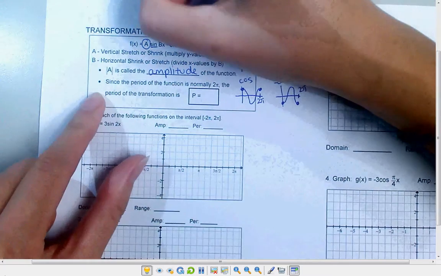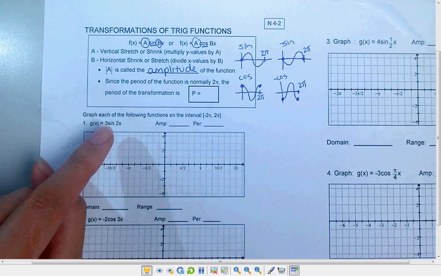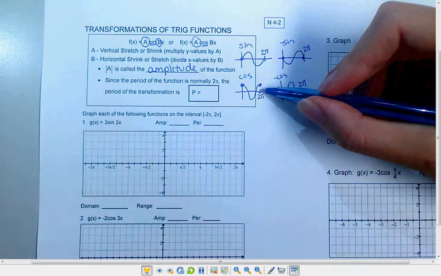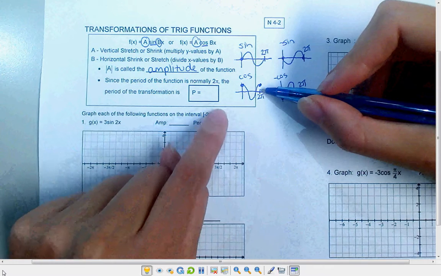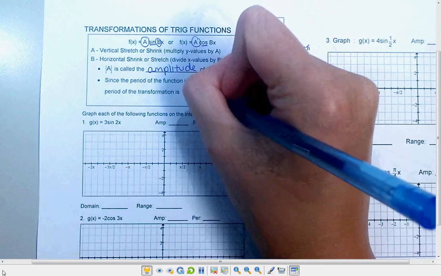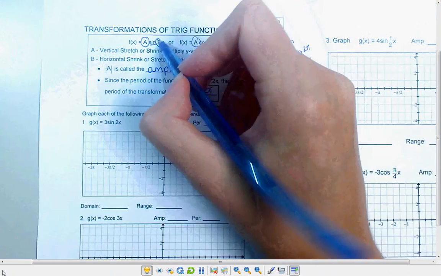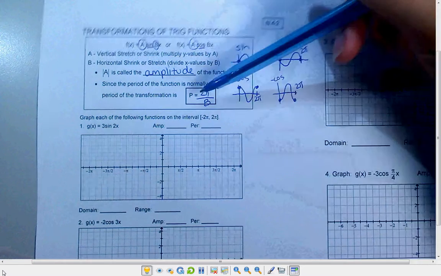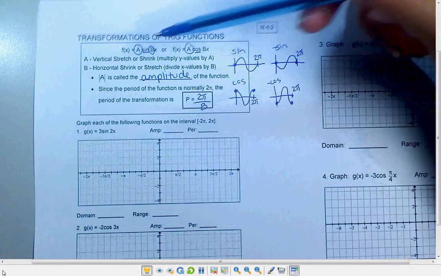The b value, this one that's multiplied in front of the x, that's going to tell you the period. So instead of going from 0 to 2 pi, we might be going from 0 to pi or 0 to 4 pi or whatever your period is going to be. The way we're going to find that is by taking 2 pi and dividing it by this number. So to find our new period, we're going to use 2 pi divided by whatever this number is. So let's look at some examples.